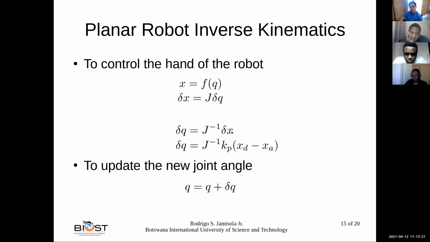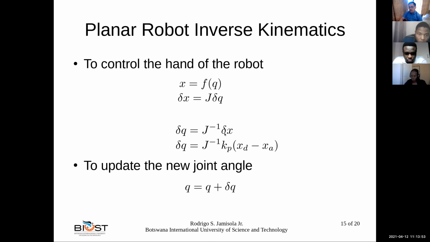When you are going to step on the hand movement, a small increment on the hand movement, what is the small increment in the joint values? To do that, we multiply with the inverse of J, because mathematically we take the inverse of J to compute the delta of Q. So now we have this inverse kinematics relationship between the small incremental step in X, the hand movement, against the small incremental step in the joint movement.